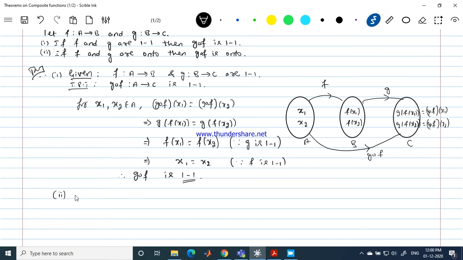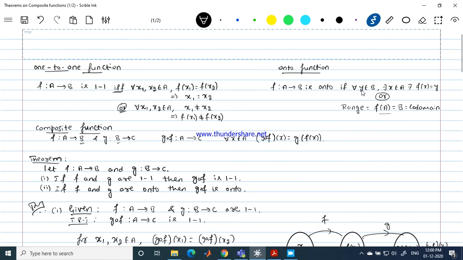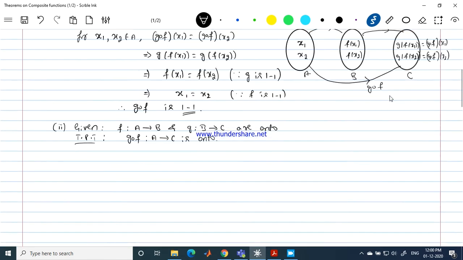Second result, given f and g are onto, f is a function from A to B and g is a function from B to C are onto. To prove that f composition g, a function from A to C, is onto. Okay, how do we define an onto function? An onto function says that we consider an element from the codomain and show its pre-image x is present in the domain.